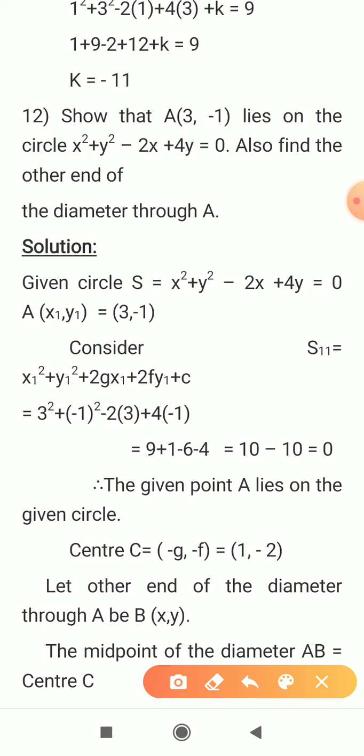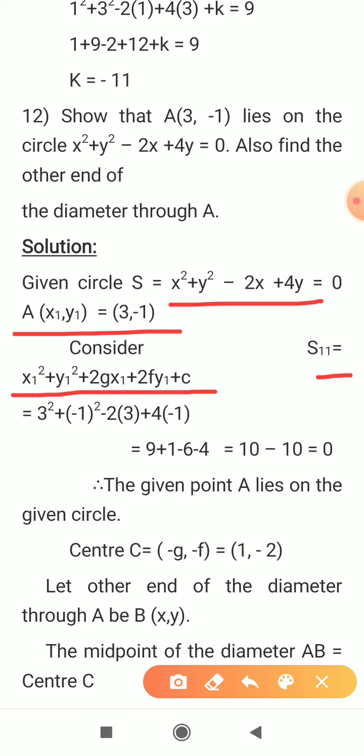For that, let the given circle equation be S. Given point is A. Now consider S11. S11 is x1 square plus y1 square plus 2g x1 plus 2f y1 plus c. That is equal to, put (3, -1) in the places of x comma y of the given circle equation. We have 3 square plus (-1) whole square plus 2 into (-3) plus 4 into (-1).